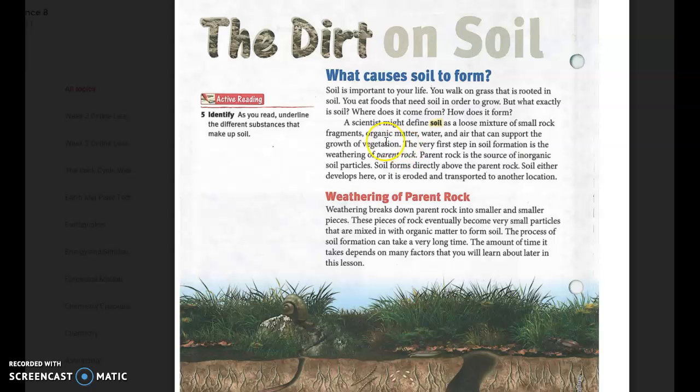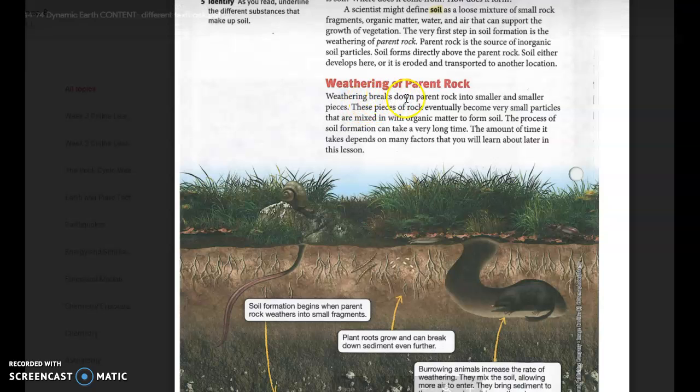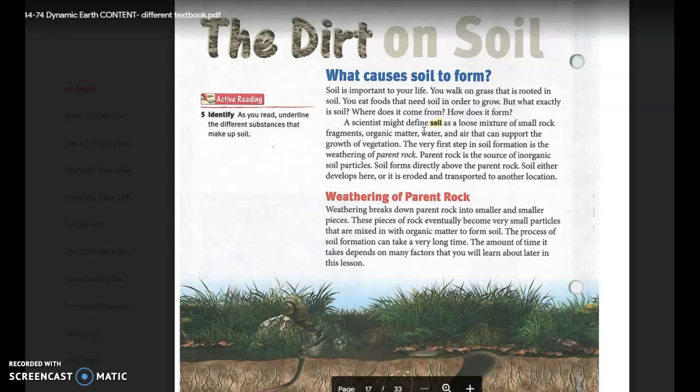Okay, so how does soil form? You can say it happens when rock is weathered. Weathering of parent rock. Weathering breaks down parent rock into smaller and smaller pieces. These pieces of rock eventually become very small particles that are mixed in with organic matter to form soil. The process of soil formation can take a very long time. The amount of time it takes depends on many factors you will learn about later in this lesson.